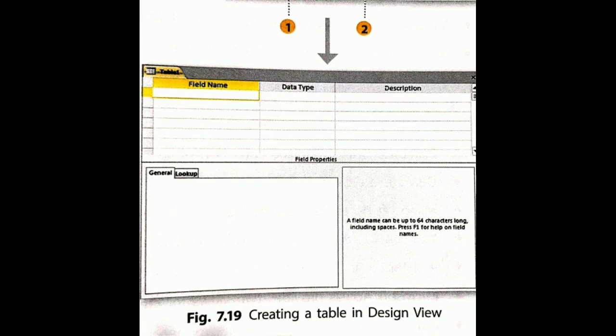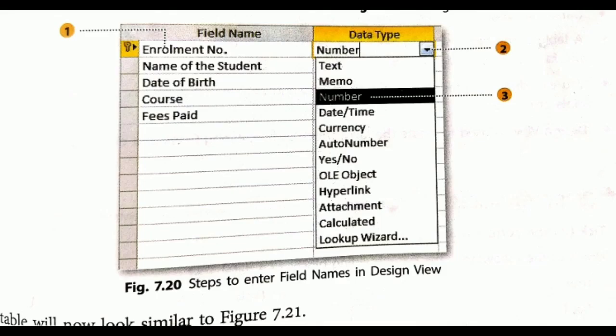For that you have to follow some steps. In order to enter the field names into the table, the first step is you can start typing the field names, like what you see in figure 7.2. In the field name column you can start typing the field names like enrollment number, name of the student, date of birth, course, fees paid. Okay, these are the field names.